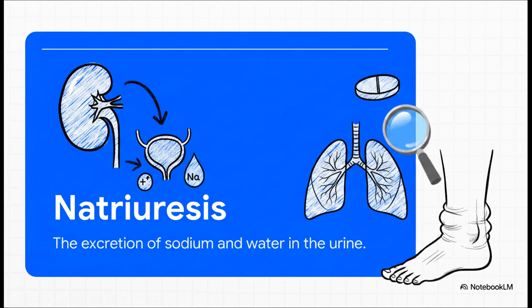Now, the foundational secret to how all this works comes down to a really important concept called natriuresis. That's just a fancy term for the excretion of sodium and water in your urine. You see, by forcing sodium out of the body, water inherently follows right behind it. And that right there is the secret to how all diuretics relieve fluid overload, whether we're talking about a slightly swollen ankle or a completely life-threatening case of pulmonary edema.